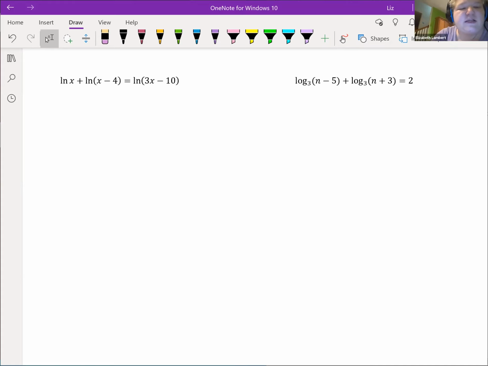So I have the natural log of x plus the natural log of x minus 4 equals the natural log of 3x minus 10. And over here, log base 3 of n minus 5 plus log base 3 of n plus 3 equals 2. We had a log over there, logs everywhere. Here, not logs everywhere. That is what throws people for a loop with this second equation.